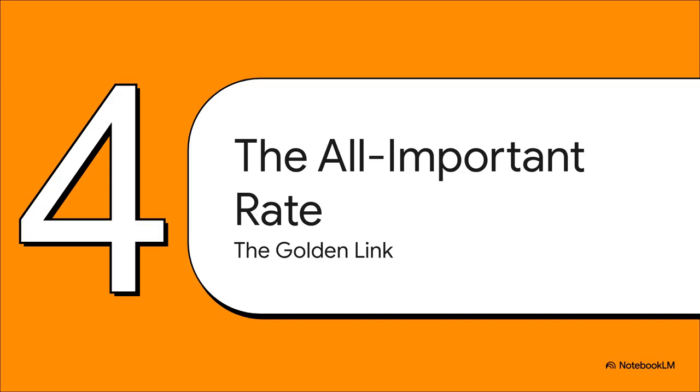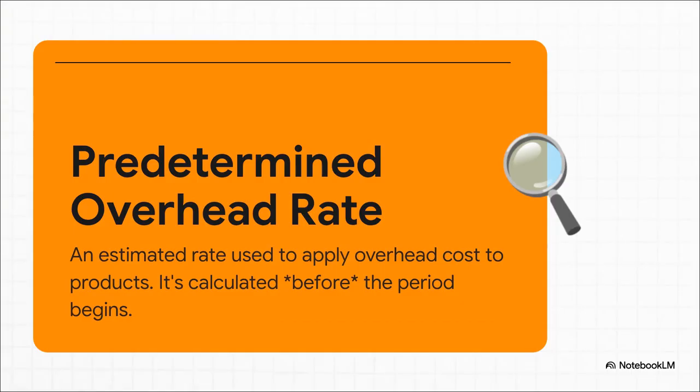Okay, so we've budgeted our labor costs, we've budgeted our overhead costs, but now we need to build the golden link that connects all of this to the actual cost of our products. And that link is the predetermined overhead rate. So what is this thing? Well, the POHR, as it's called, is basically an estimate we calculate before the year even starts. We use it to spread out or apply all those overhead costs to the stuff we're going to make. It's our best guess of what overhead will cost for each unit of activity.